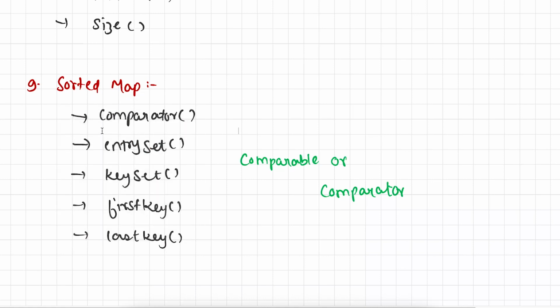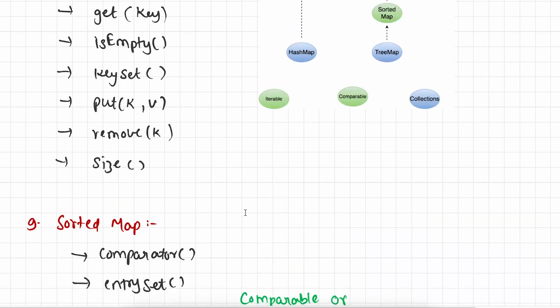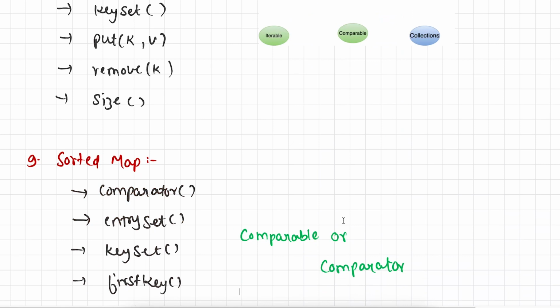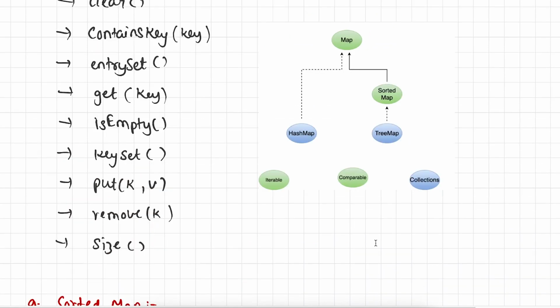SortedMap defines a few methods that are specific to TreeMap, for example entrySet, keySet, firstKey to get the first key, and lastKey to get the last key. The elements contained in this collection class must implement the Comparable interface so that it can sort the elements based on the comparator. If we do not provide a comparator and our objects have not implemented the Comparable interface, then TreeMap simply sorts elements based on the natural ordering.